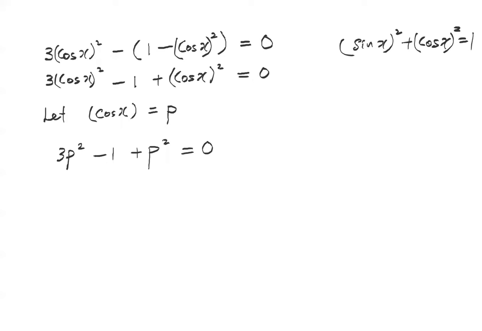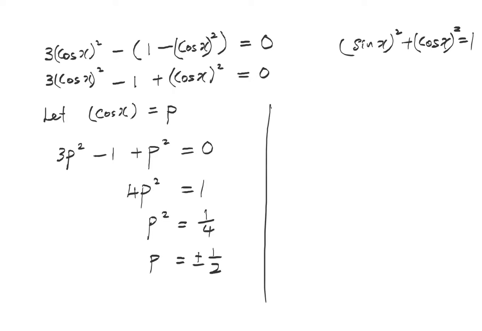So I have 4p squared equal to 1. Am I right? So my p squared will be equal to 1 over 4. So my p will be equal to plus or minus half when you take square root. But we know that our p is cos x, am I right? So now only I put in cos x is equal to plus or minus half.